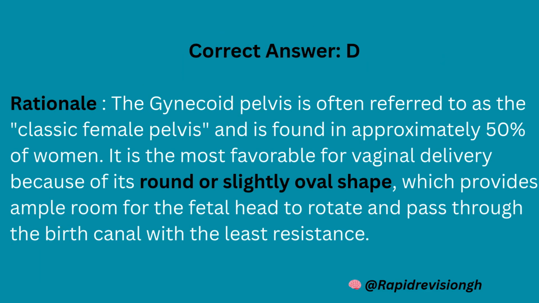D. Gynecoid. Rationale. The gynecoid pelvis is often referred to as the classic female pelvis and is found in approximately 50% of women. It is the most favorable for vaginal delivery because of its round or slightly oval shape, which provides ample room for the fetal head to rotate and pass through the birth canal with the least resistance.